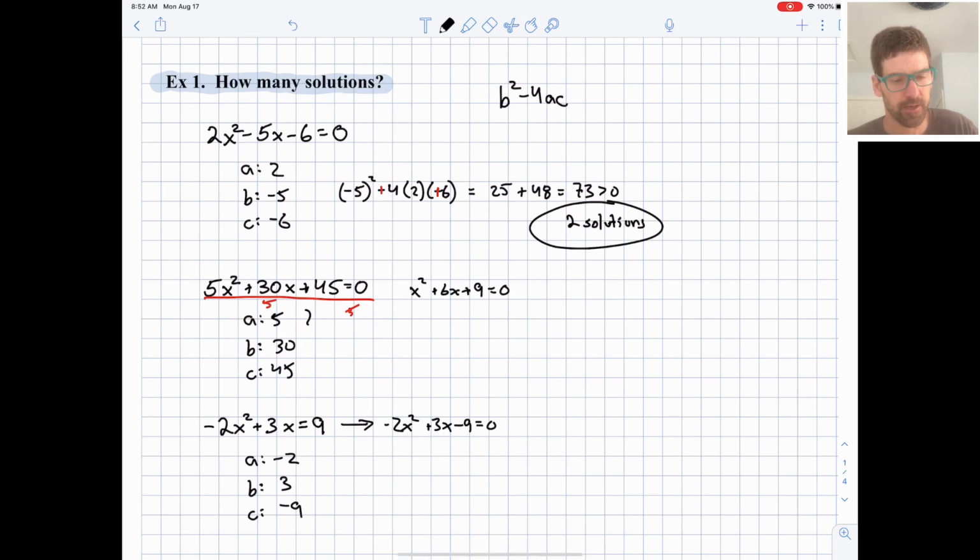Okay, and so I have a second set of a, b, and c values, and we're going to end up with the same results because when we divided by 5, we did it to both sides. But now a is 1, b is 6, and c is 9. Okay, so let's do b squared minus 4ac. So 6 squared minus 4 times 1 times 9. And that's easier to do in my head. That's 36 minus 36, so that's 0. So that means there is going to be one solution.